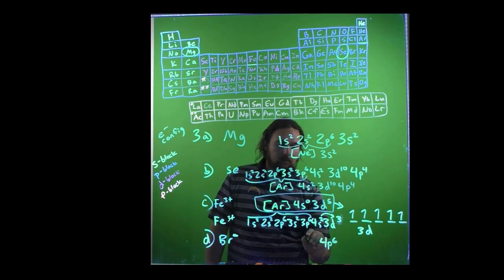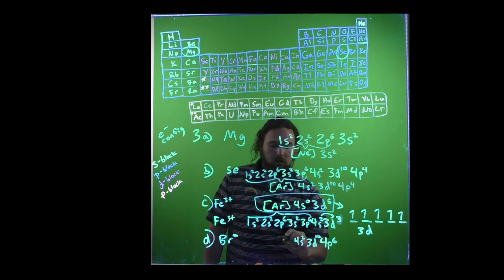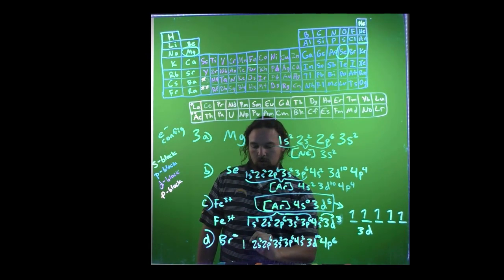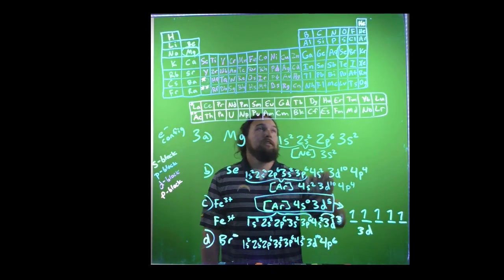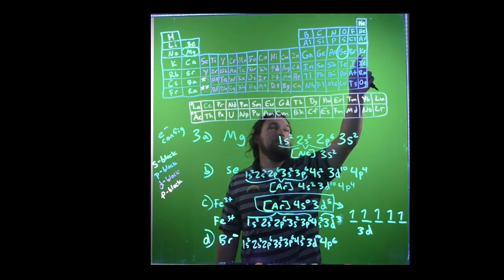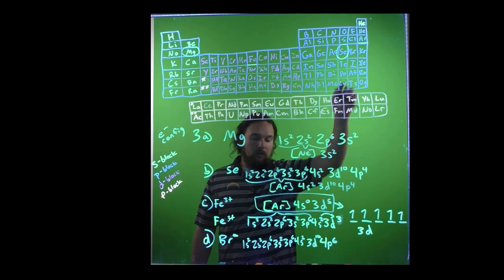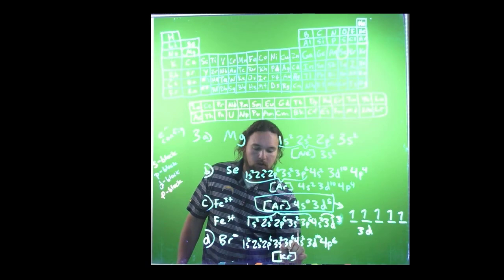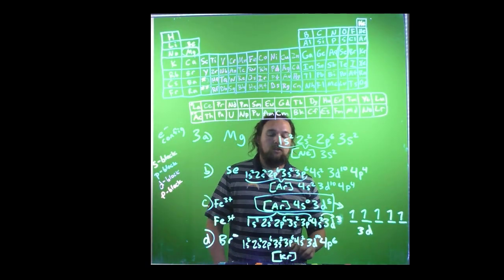And just to fill up everything below, 3d10, 4s2, 3p6, 3s2, 2p6, 2s2, 1s2. And as it turns out, Br minus has the same exact electron configuration as krypton, so we could have simply just written krypton in here. Krypton and Br minus are isoelectronic.